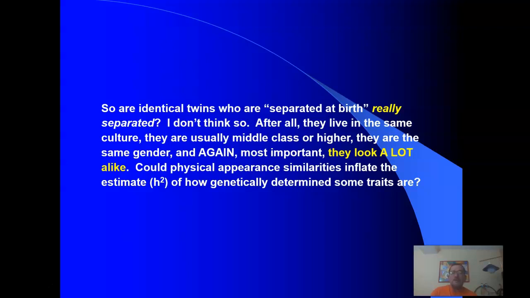They almost always get adopted to middle class or wealthy families. Very, very poor families don't adopt people because they can barely feed the kids that they already have. Of course, again, they're the same biological sex, and that usually means the same gender. And most important of all, I think, they look a lot alike. So the question I'm going to tackle with you is whether the fact that identical twins look just alike inflates the estimate for the genetic basis of traits like IQ.